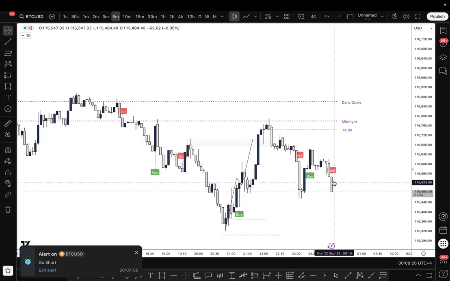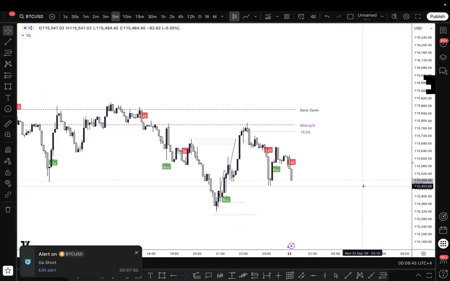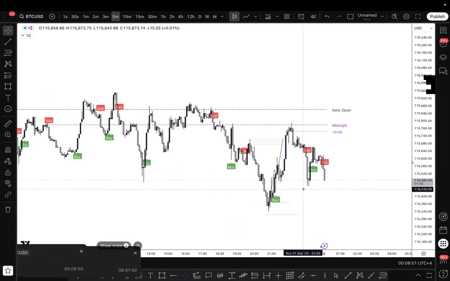So for the sell to remain valid, this candle needs to close like this as a sell, meaning in the next 1 minute 30 seconds when this candle closes. If it closes like this, sell is valid. That is what it means. You understand? So this is how to use the bot, guys.